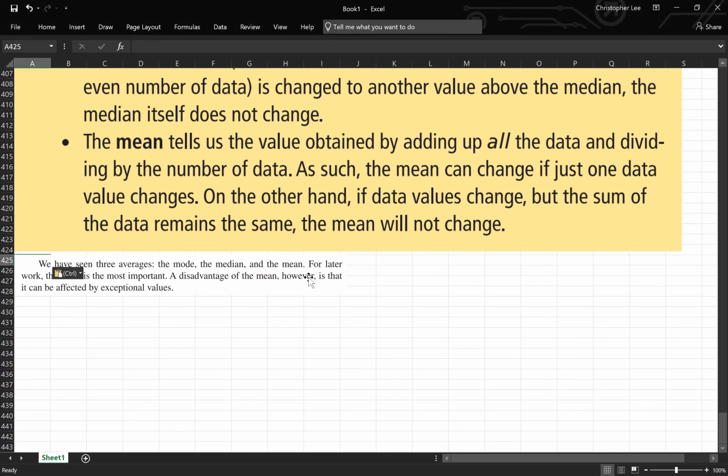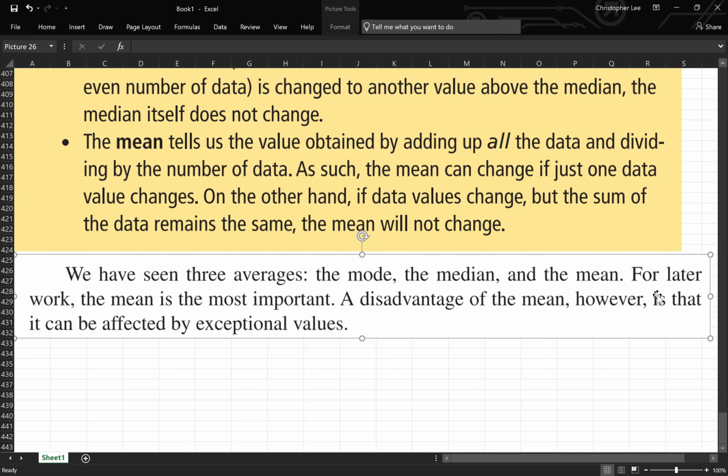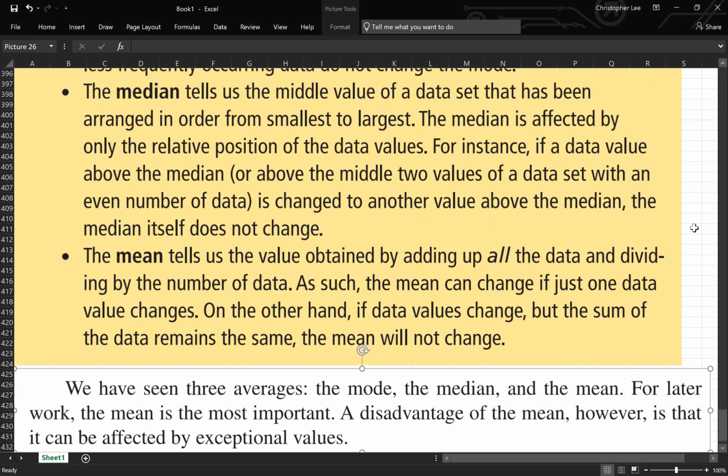This is just a couple of notes for you guys for your own personal use. So we have seen three averages, right? The mode, the median, and the mean. For later work, the mean is the most important. A disadvantage of the mean, however, is that it can be affected by exceptional values. So what they're trying to say there, right?